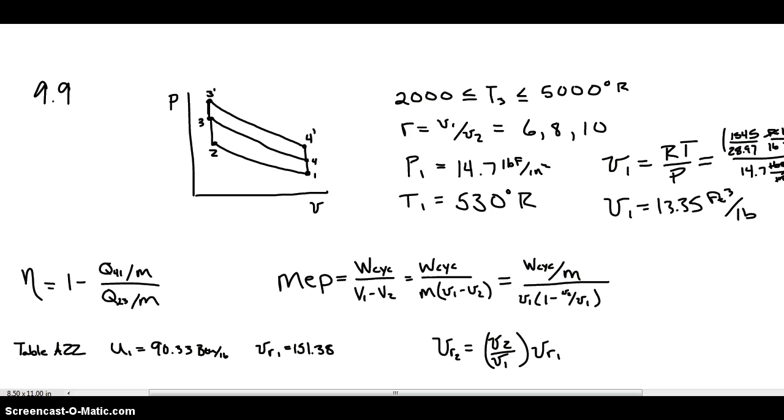Okay, so our state 1 is fixed. It's given us our P1 is equal to 14.7 pounds force per inch squared, and T1 is equal to 530 degrees Fahrenheit. And the temperature that we're going to plot against, T3, is going to range from 2,000 to 5,000 degrees Fahrenheit. And our 3 different compression ratios that we've got to calculate for are 6, 8, and 10.